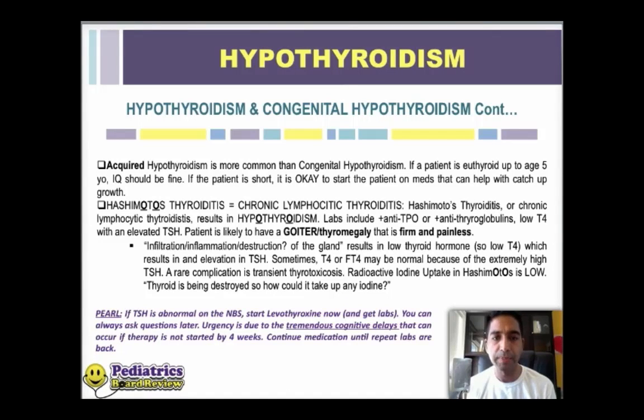A pearl: if TSH is abnormal on a newborn screen, go ahead and start levothyroxine now and get further labs. You can always ask questions later. Urgency is definitely due because there is tremendous cognitive deficit that can occur if you don't start thyroid supplementation by the age of 4 weeks. Then you continue the medication until the repeat labs are back. If they end up being normal, great. If they're abnormal, then you continue with your thyroxine supplementation.